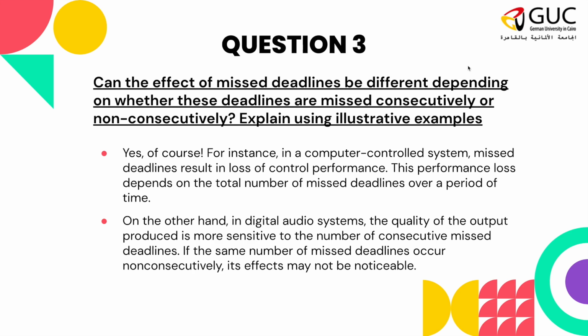Therefore, we need to classify weakly hard real-time systems into consecutive missing of deadlines and non-consecutive missing of deadlines. As I told you, for some systems it does not matter, like computer control systems. At the end of the day, I care about the total number of missed deadlines. I do not care about the consecutiveness of these deadlines. However, in applications like digital audio and digital video systems, missing the deadlines consecutively will result in major issues that we need to take into consideration. Therefore, we can classify weakly hard real-time systems into consecutive and non-consecutive regarding the deadlines.